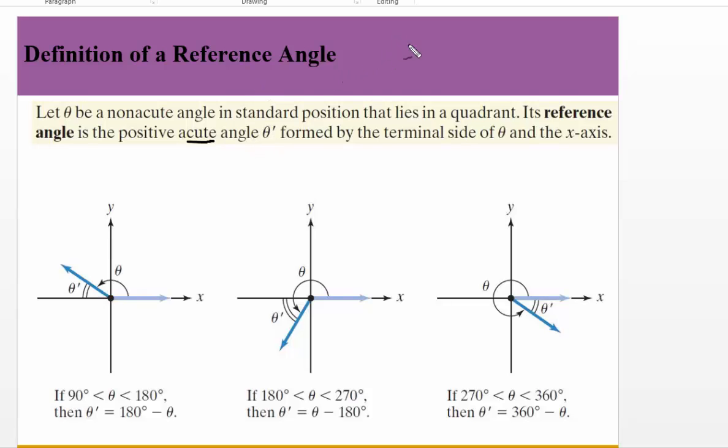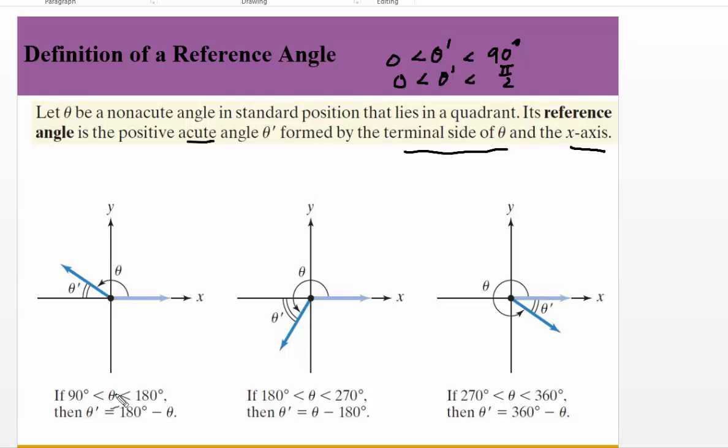So note here on a reference angle, the reference angle theta prime has to be between 0 and 90 degrees or 0 and pi over 2 radians if you're talking radians. It has to be an acute angle. It's formed by the terminal side of theta, okay, very important, and the x-axis. Now, I didn't say the positive x-axis, I said the x-axis. So in other words, here's quadrant 2 here, here's theta, okay? This would be the reference angle between the x-axis and this terminal side of theta. So it gives you a little definition here.